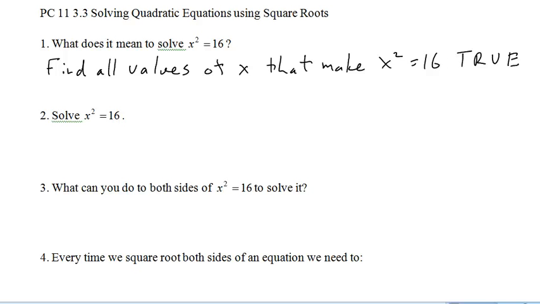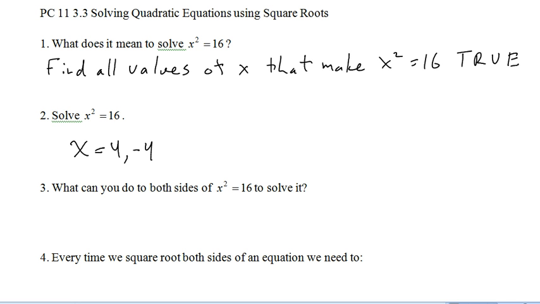All right, and this is our third lesson on solving quadratic equations. This time we're going to use square roots. As usual, what does it mean to solve that? We need to find all values of x that make that equation true. Okay, and I think we can all see that x has to be 4 or negative 4.